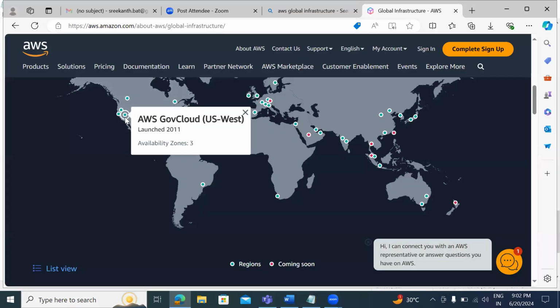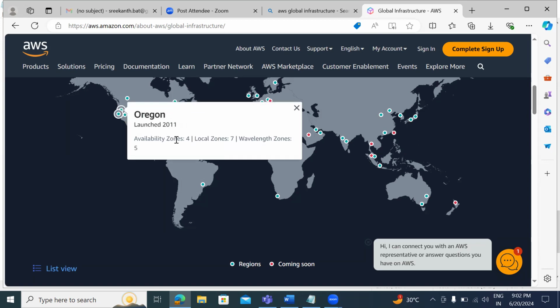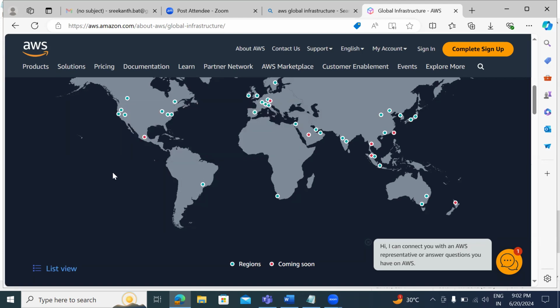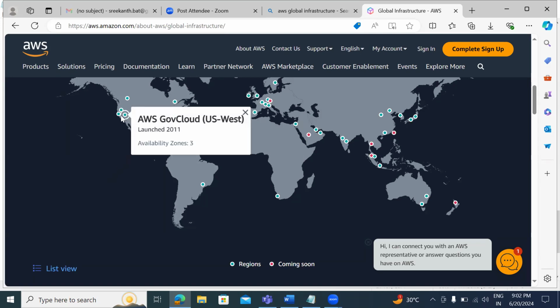Now if you see here, 2011, these are all government data centers. Government data centers are not open to everyone; we need to get an approval from the US government. The Indian government has not accepted moving to cloud. Now this is North California, started in 2009. Availability zones are 3. Oregon, 2011, availability zones are 4. Local zones are 7.